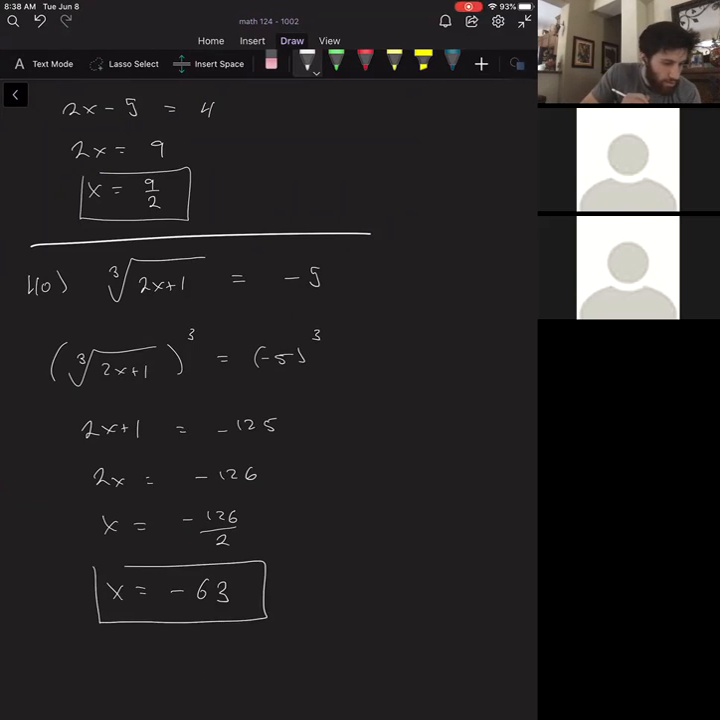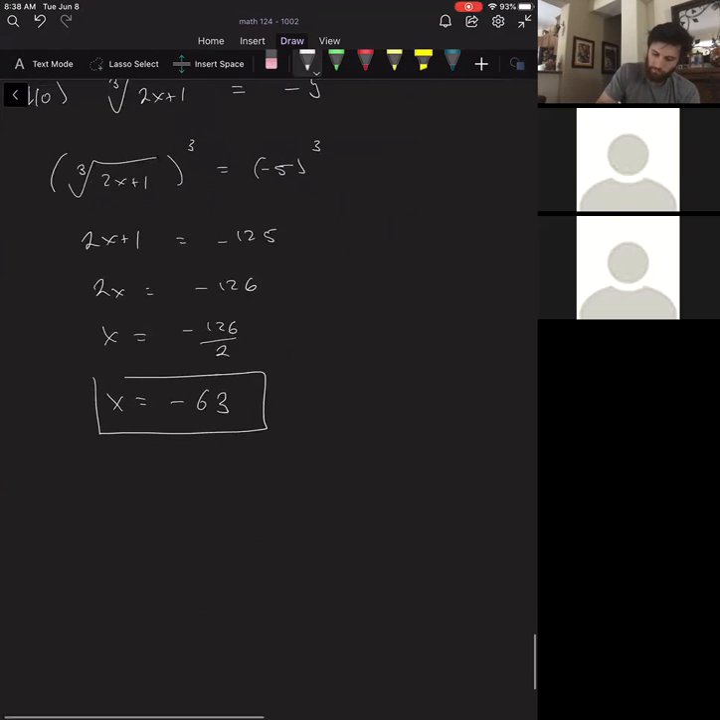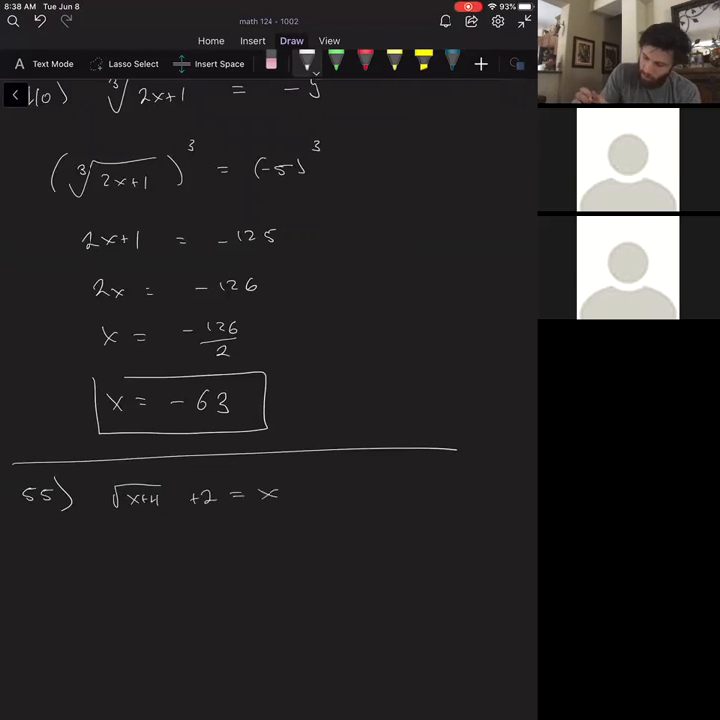All right, let's do one more together. I have 55. So what 55 says is we have the square root of x plus 4, plus 2 is equal to x. So this problem's a little bit different. Now we have an x involved here, but it's still the same thing.